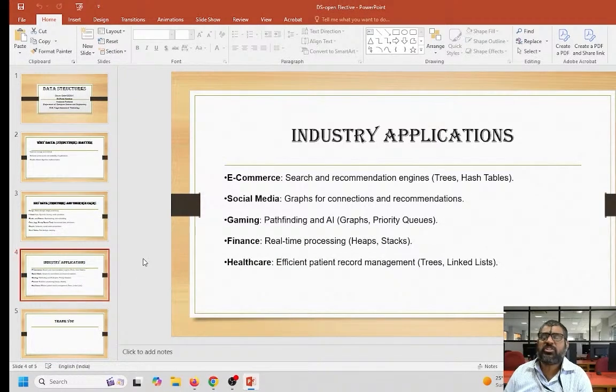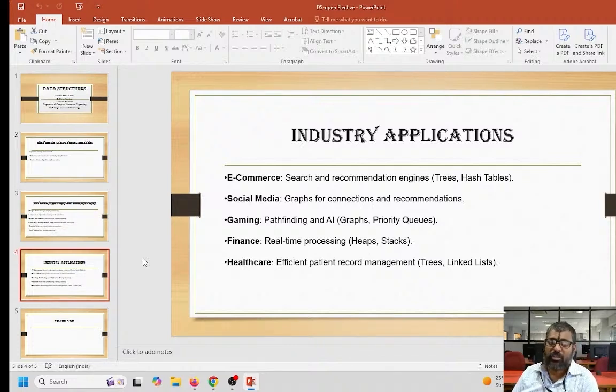Now, what are the industry applications of data structures? When we study this subject and come across all the concepts in data structures, where do we apply them? In industry, in e-commerce websites, search and recommendation engines with the help of trees and hash tables. In social media, especially graphs for connections and recommendations.